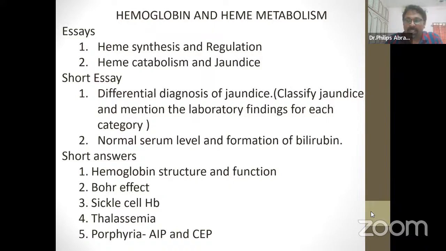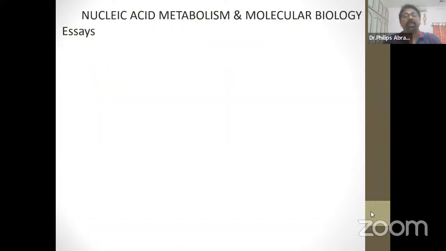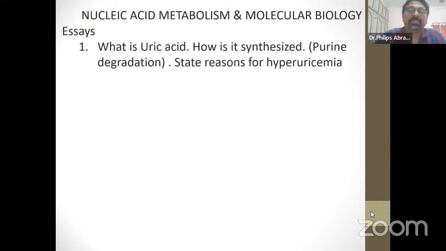And once or twice AIP, acute intermittent porphyria, has been asked separately as a short answer question. Okay, another topic is about nucleic acid metabolism and molecular biology. Here we have not a regular one, but a question is there. What is uric acid? How is it synthesized?